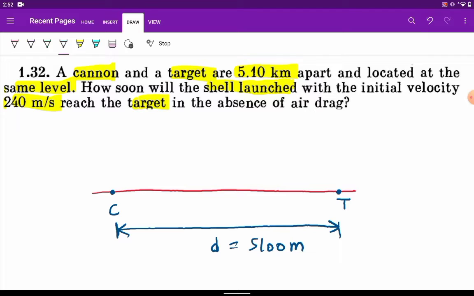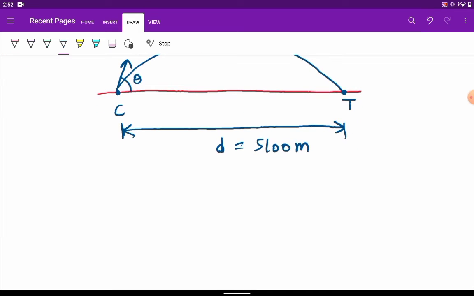So if this is the target, it has to go in a projectile so that it reaches that point. Basically, the projectile should reach T, and it has an initial velocity v naught, which is equal to 240 meters per second, launched at some angle theta. Now this D, I will write as R rather, which is basically the range.